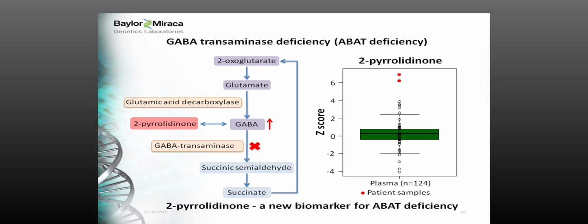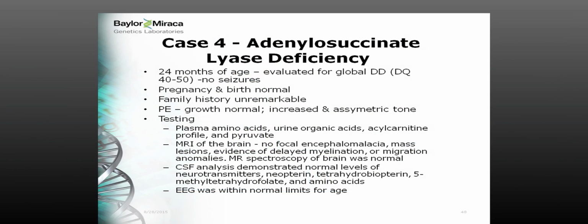And then I think the last case of whole exome to metabolome that I'm going to talk about is the adenylosuccinate lyase deficiency case that I'd shown you on the sample report. So, a 24-month-old that was seen in the neurology clinic for global developmental delay with no seizures, and had an EEG as well that was within normal limits for age. Had, as you can see, quite a number of tests to date, including MRI, standard metabolic tests, as well as CSF and CSF neurotransmitters.